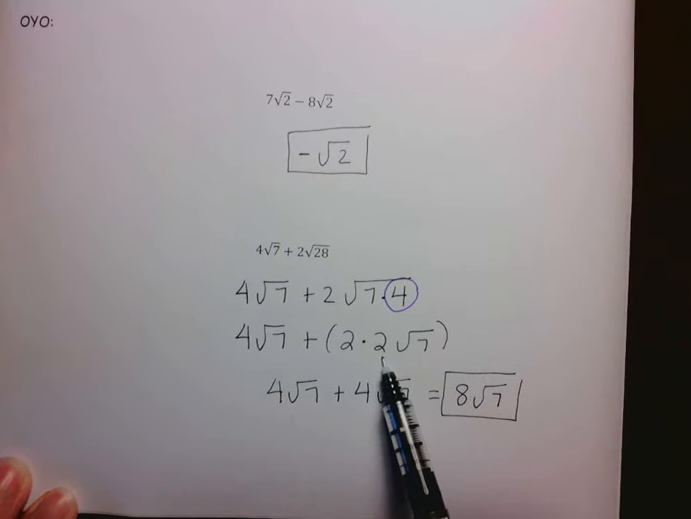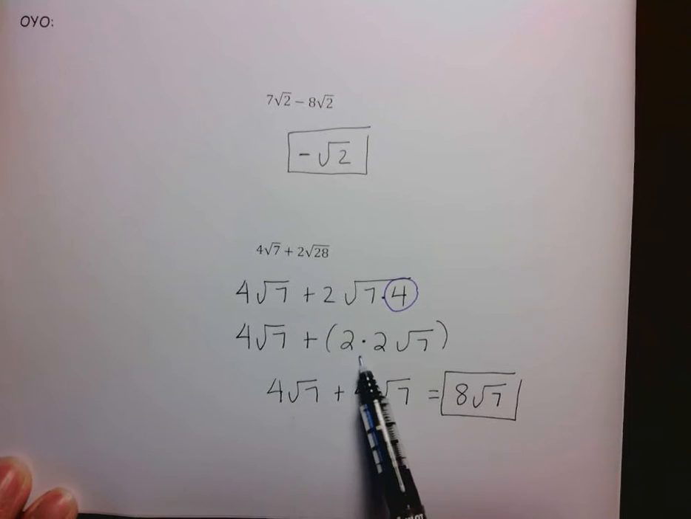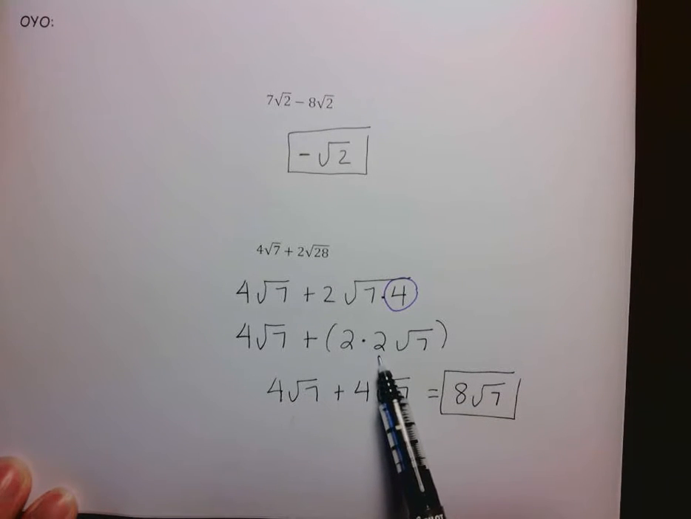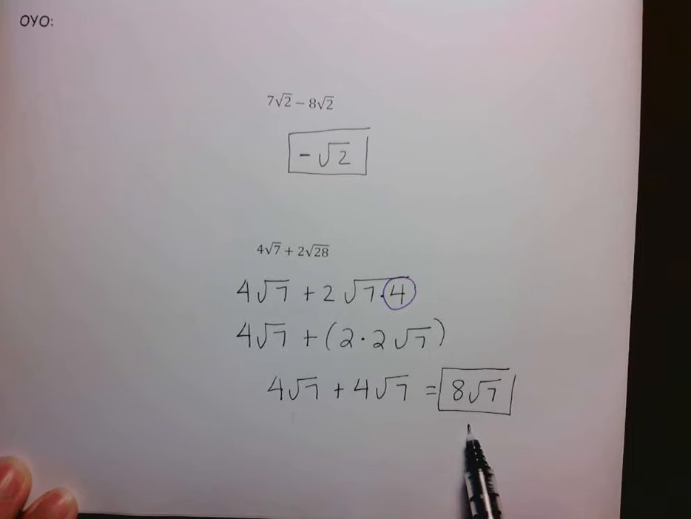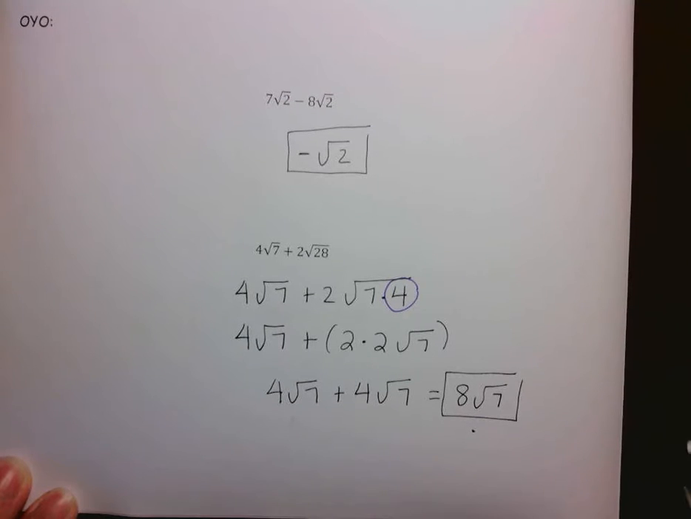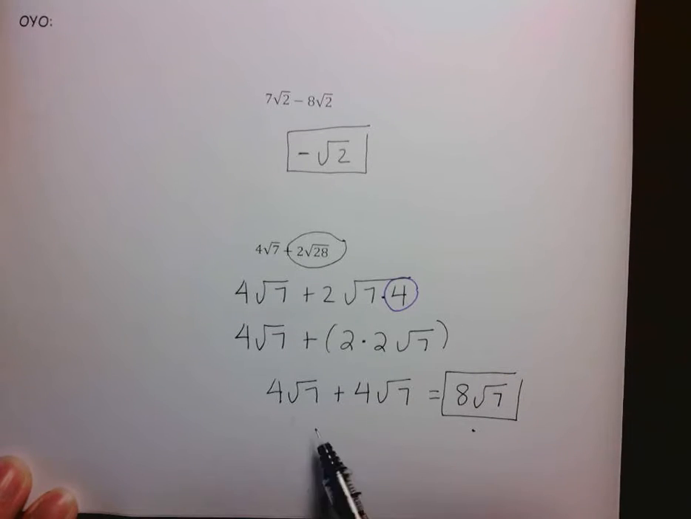I have to multiply that with what's already on the outside of the radical. And we talked about this the other day, and so this is going to be my final answer. Because once I simplify this, I can now combine these.